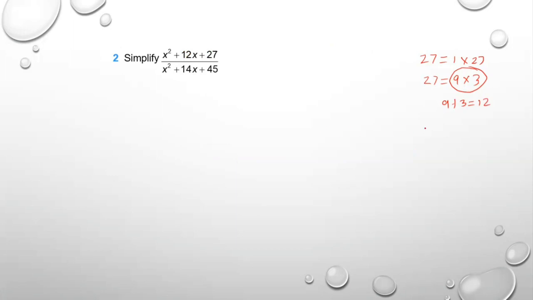And for the denominator, when it is 45, let us find factors of 45. So we have 9 into 5 as 45. We have 45 as 15 into 3 also. So check which one adds up to 14. So we have 9 plus 5 is equal to 14. And then the factors of the denominator are going to be x plus 9 and x plus 5.